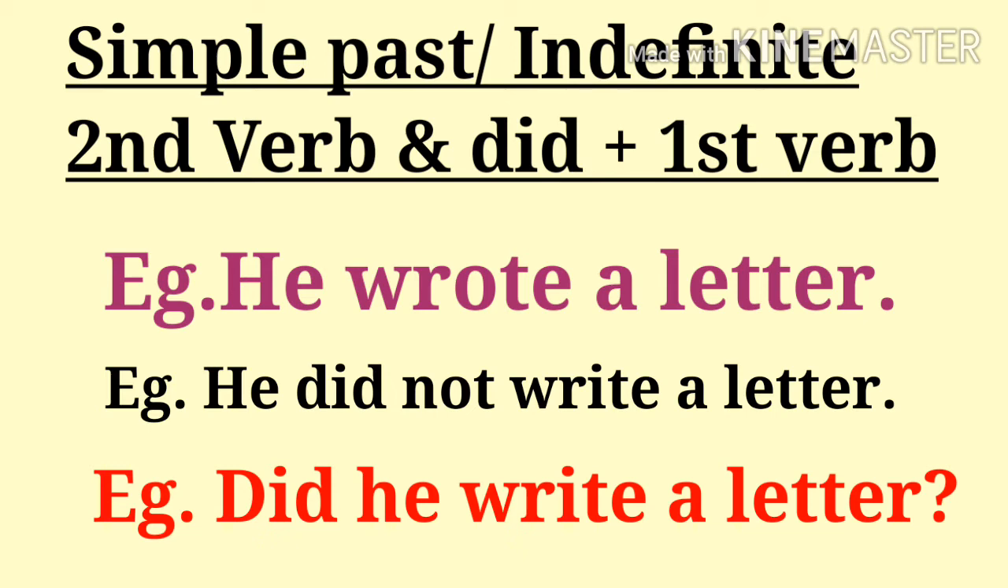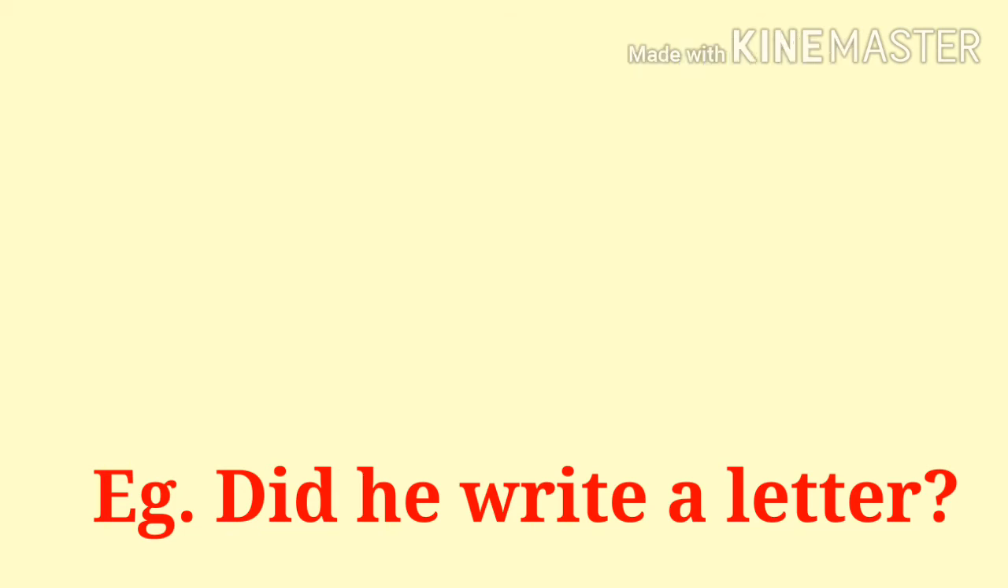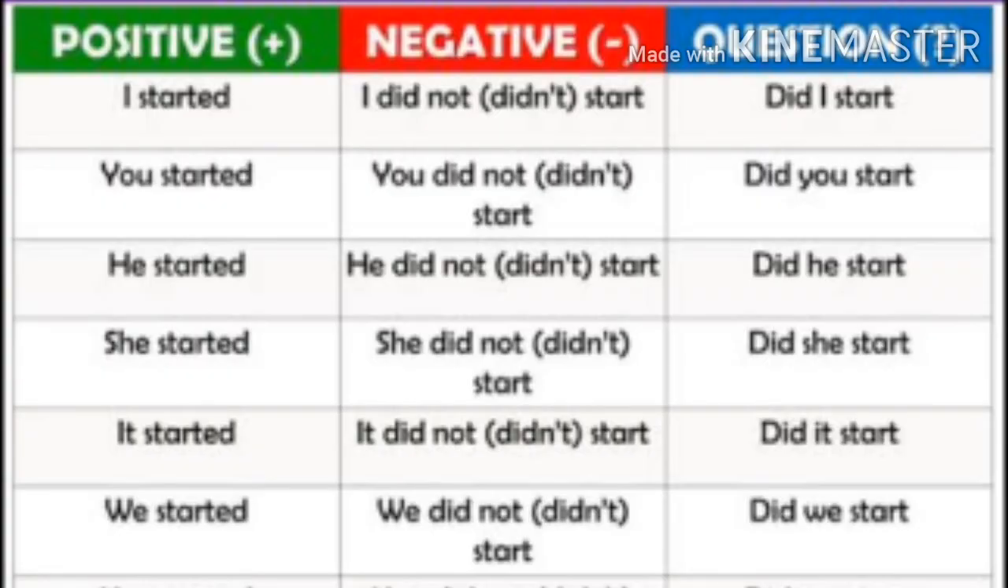Students, did you notice one thing regarding the use of did? Yes, did is used for negative and interrogative sentences and it always carries the first verb with it, while an affirmative sentence carries the second verb. To understand this better, see more examples on your screen.